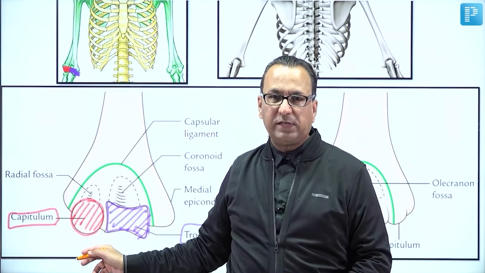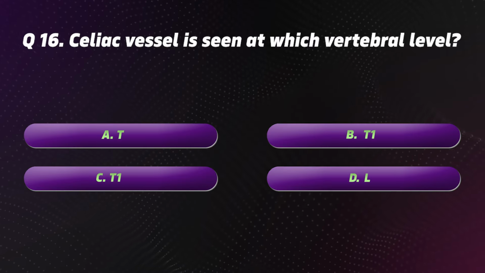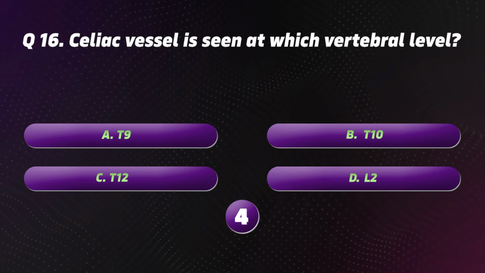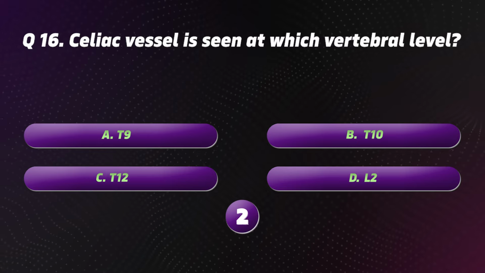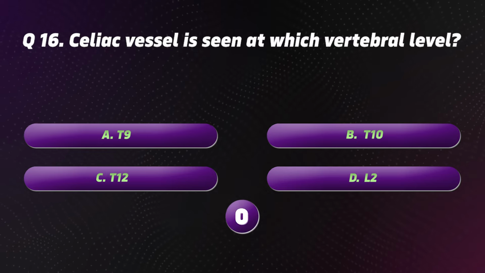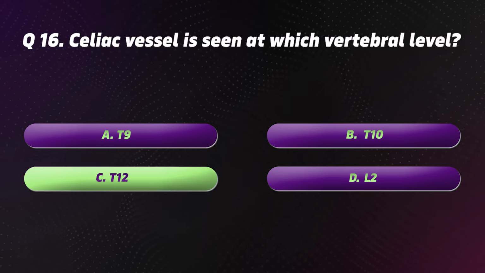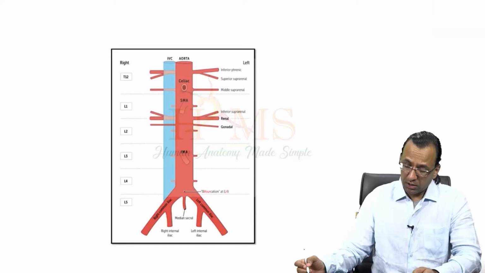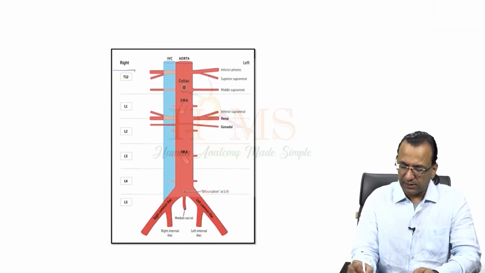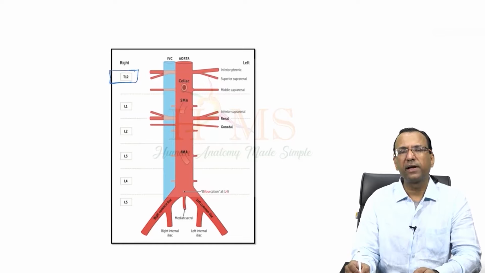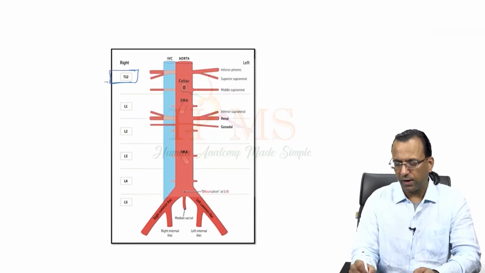Question 16. The celiac vessel is seen at which vertebral level? Here are the options. A. T9, B. T10, C. T12, D. L2. And the correct option is C. T12. Here's the explanation. First of all, you should know that at the T12 level there is an opening in the diaphragm for the passage of the aorta, the aortic hiatus.